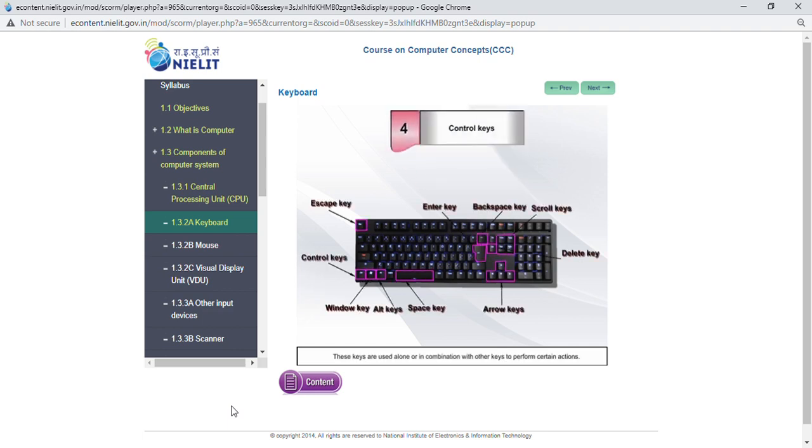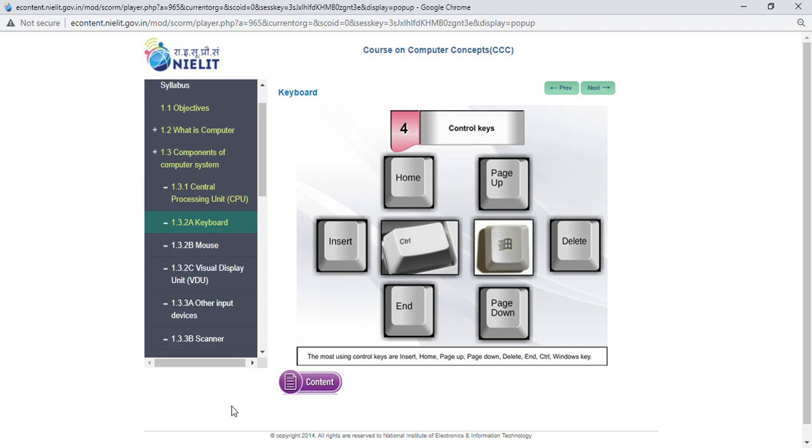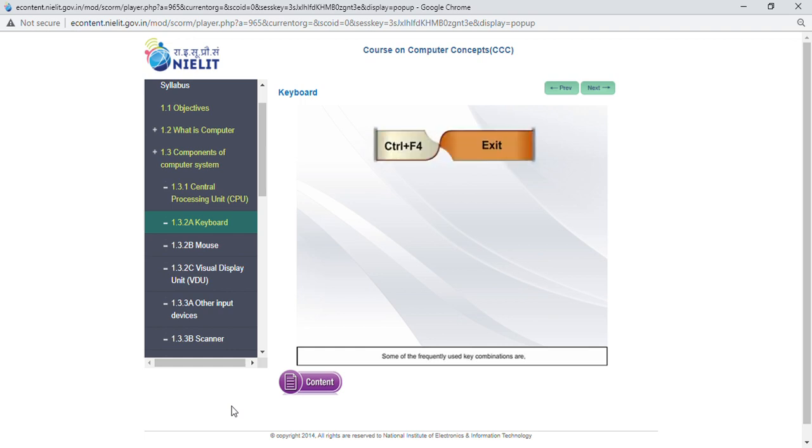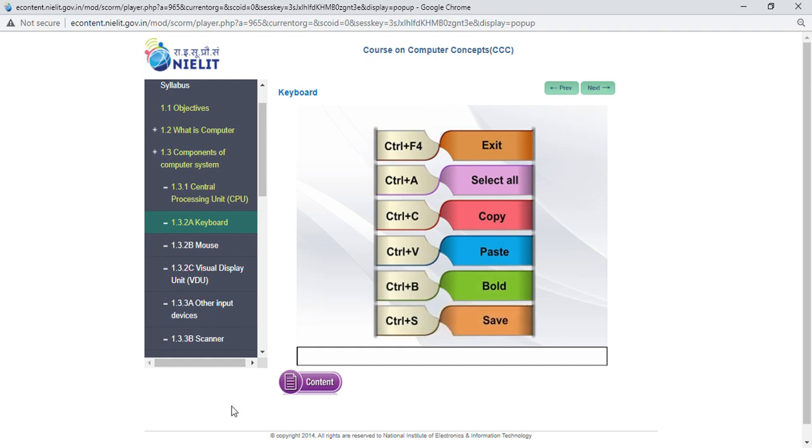Control keys. These keys are used alone or in combination with other keys to perform certain actions. The most used control keys are Insert, Home, Page Up, Page Down, Delete, End, Control, Windows key. Some of the frequently used key combinations are Control plus F4 to exit, Control plus A to select all, Control plus C to copy, Control plus V to paste, Control plus B to bold, Control plus S to save.